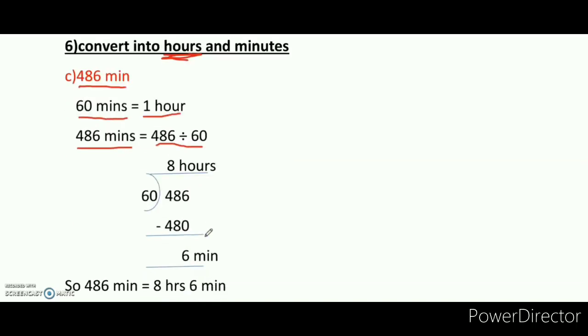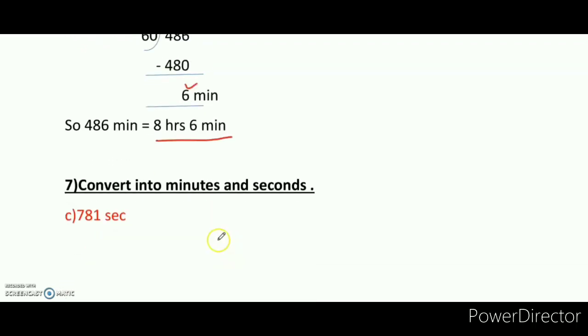After dividing, children, we got 8 as our quotient and 6 as our remainder. So 8 hours we will write from the quotient and 6 minutes we will write as remainder. So in the answer we got 486 minutes is equal to 8 hours 6 minutes. Got it, children? So next is question number 7.